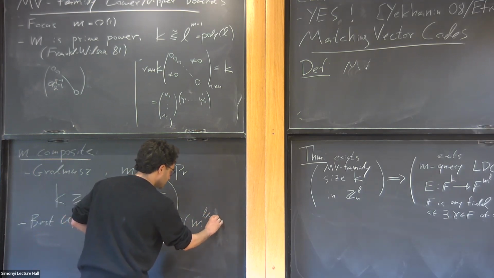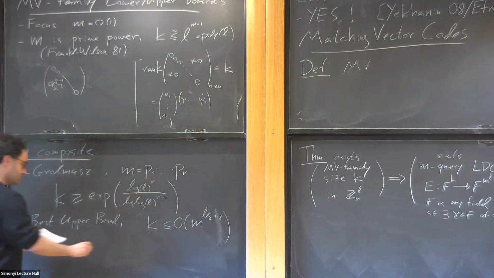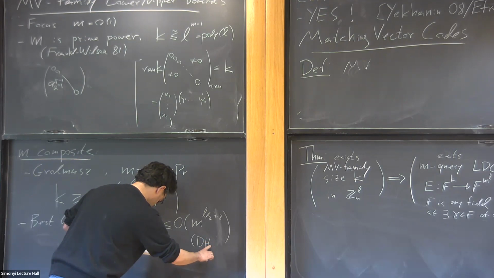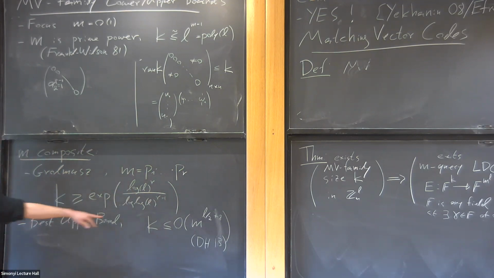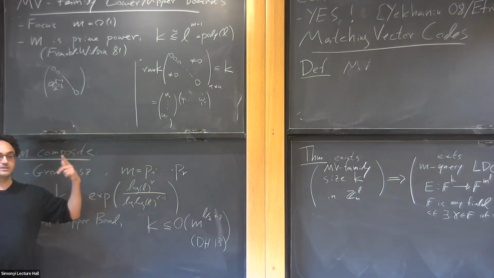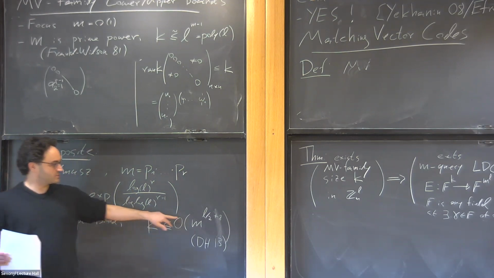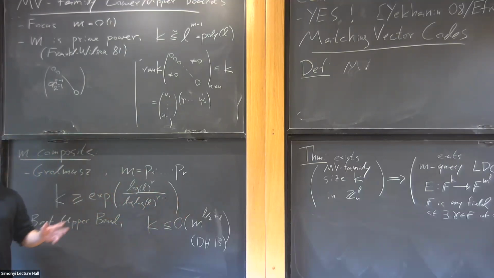L over 2 plus a constant here, like 8. This is joint work with a former student, Guang Dehu, years ago. So this is consistent with the quadratic LDC, right? Because the code is from K symbols to M to the L symbols. So if K is M to the L over 2, it's basically quadratic.